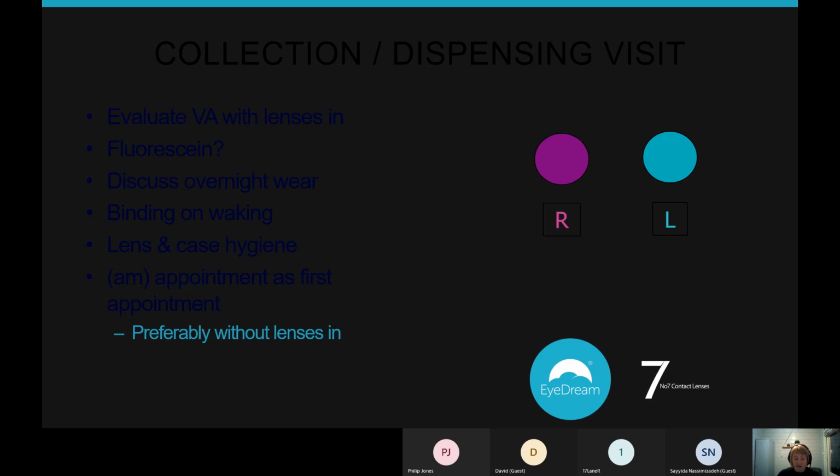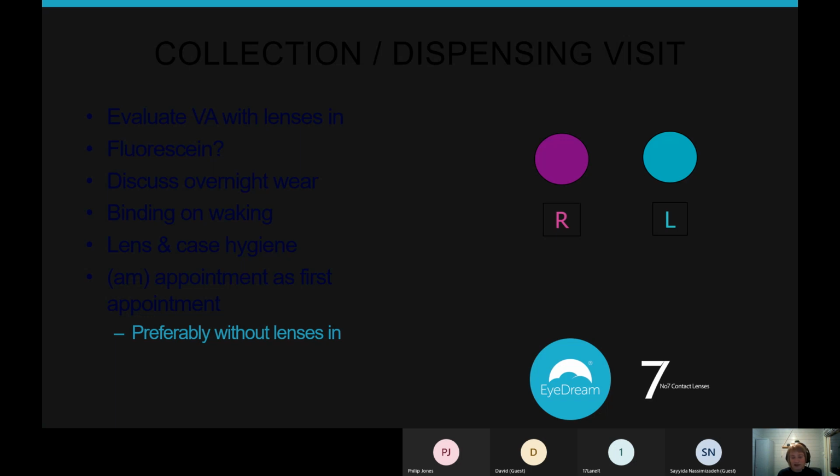As far as the insertion and removal goes, insertion is really just the same as it would be for an RGP, which is straight onto the cornea. And the removal has to usually be the 2 fingers and sort of tiddlywink the lenses out rather than the single finger and blink, just because they're larger lenses and it's harder to get the lids either side of the lens. You're going to talk to them a lot about lens and case hygiene.